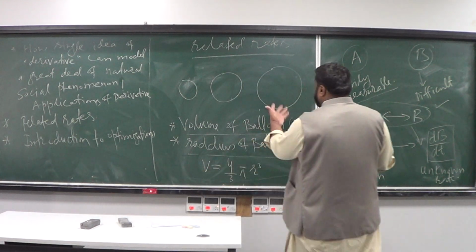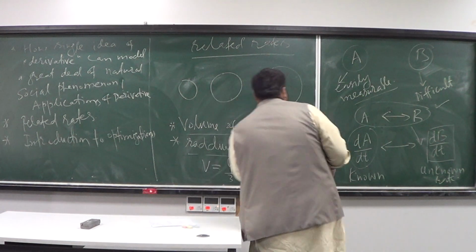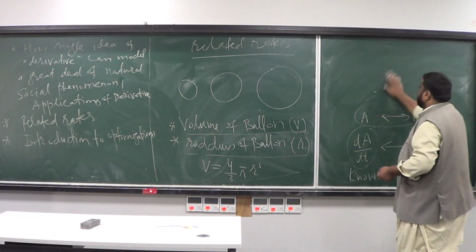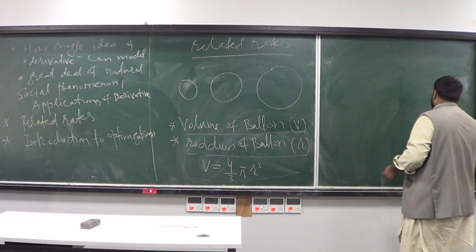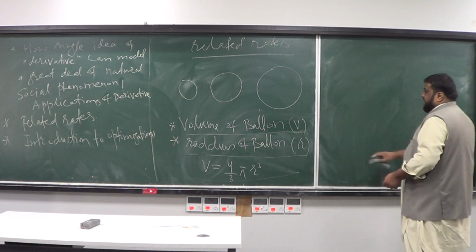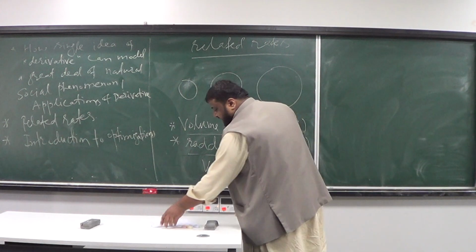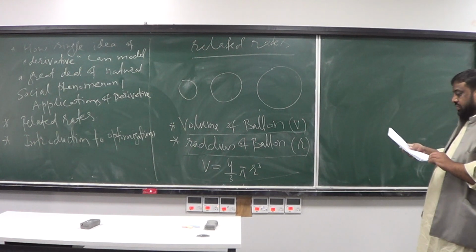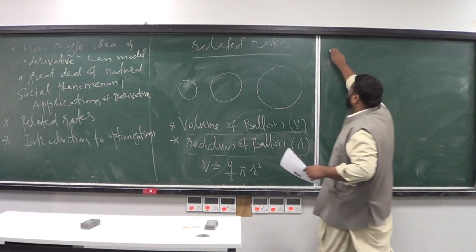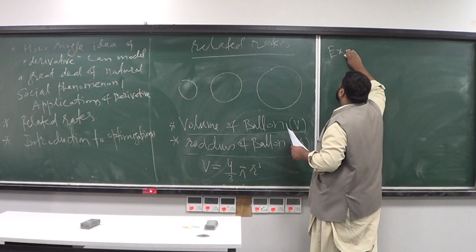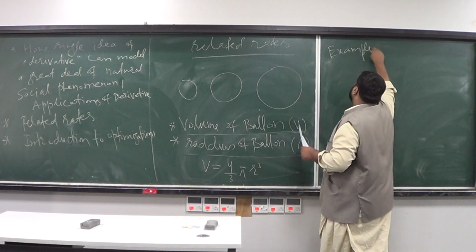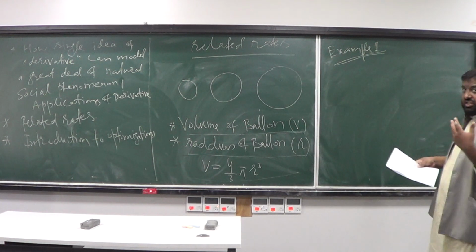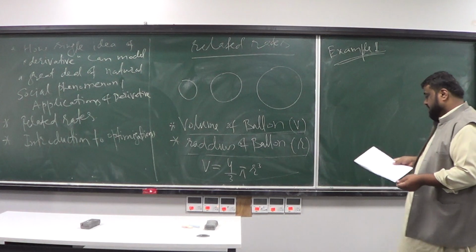Now let's just start with this kind of a problem and see what we need to do. So imagine I have a balloon. This is really example one from the related rates part, section 4.1 of the book.